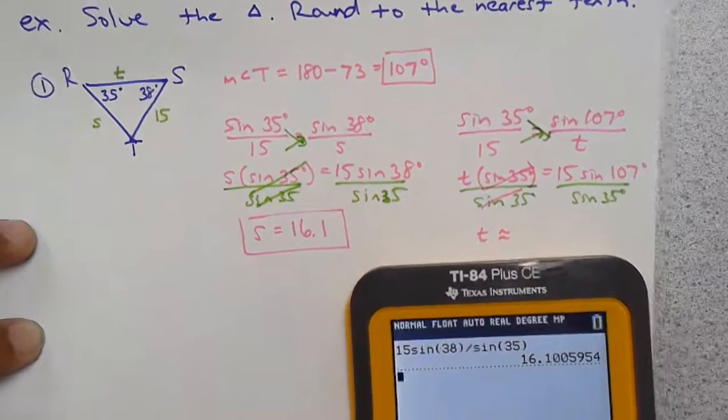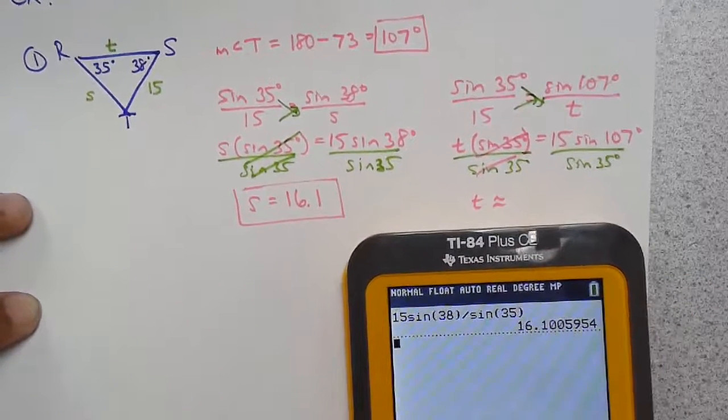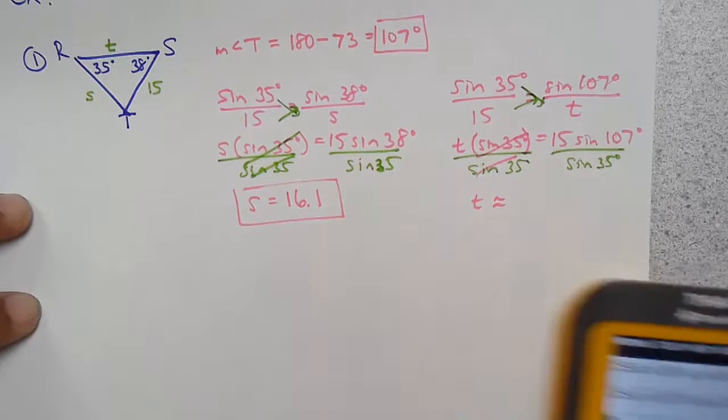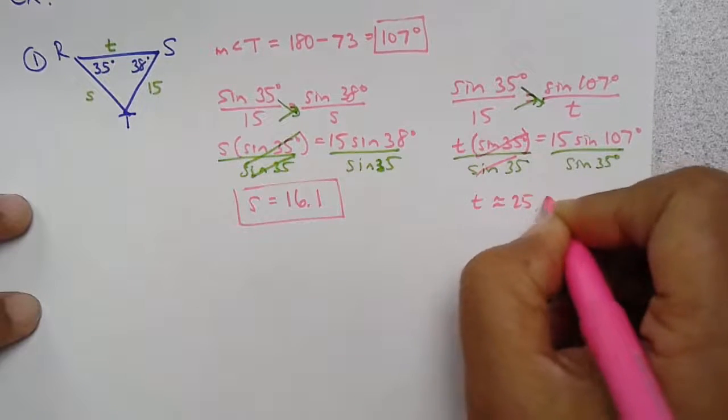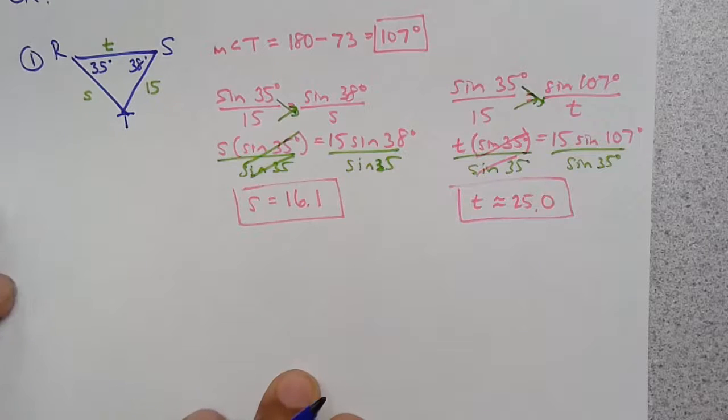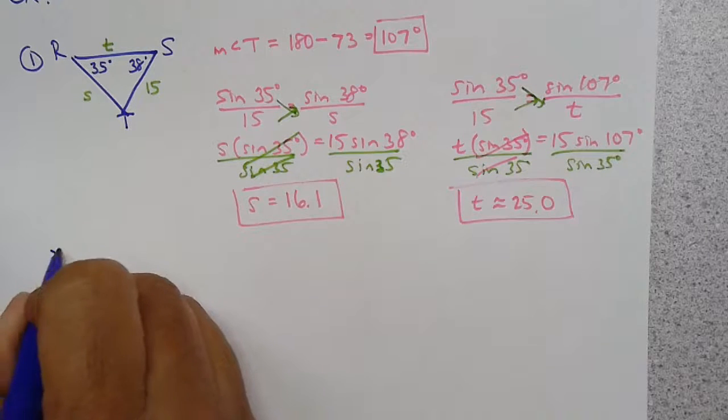So we have 15 sine of 107, end the parenthesis before you divide by sine of 35, and that gets you approximately 25.0. Okay, so that's one example. Let's go ahead and do one more example of this.